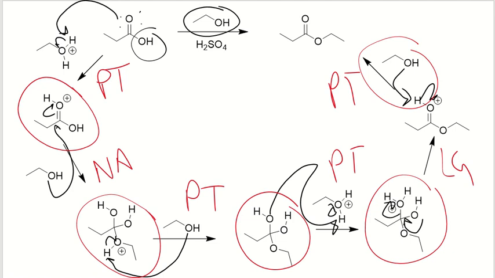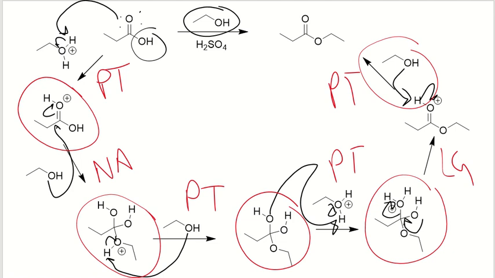So you can see the Fischer esterification is almost alternating. We have proton transfer, nucleophilic attack, proton transfer to get to neutral, proton transfer to get our leaving group. We have loss of the leaving group, and then we have our proton transfer to get to our final ester product.